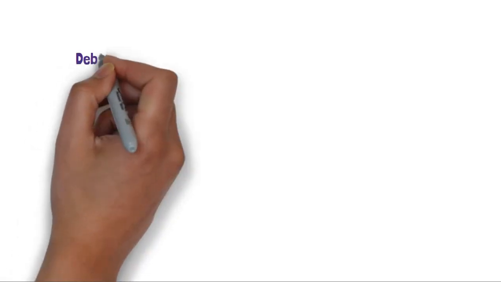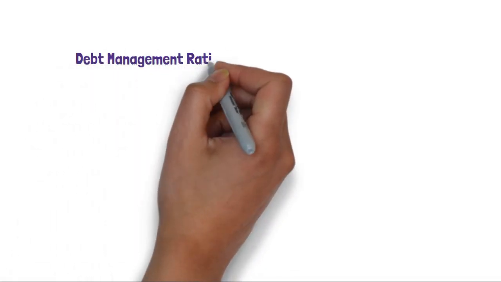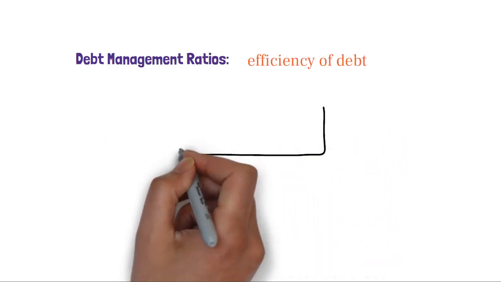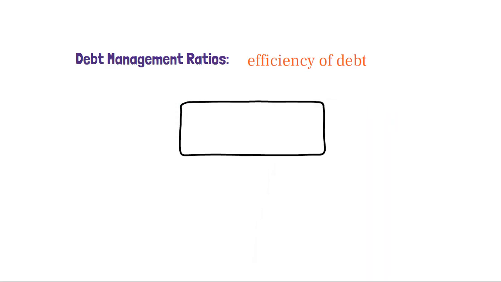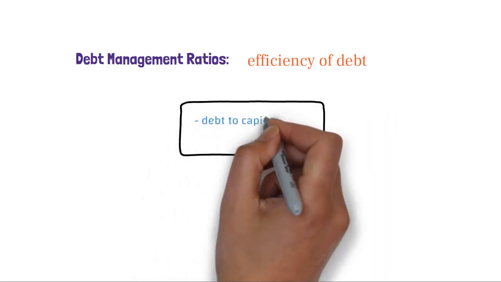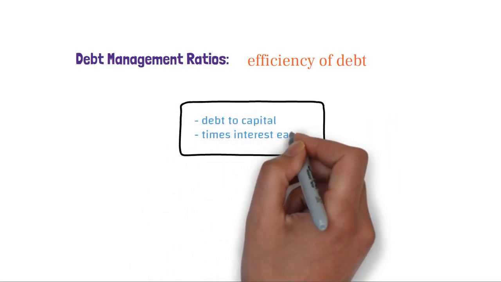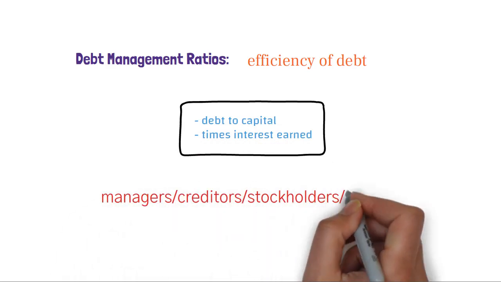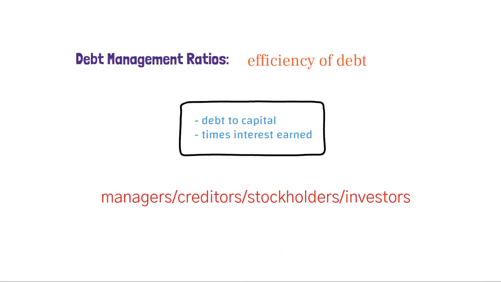Debt management ratios are a set of ratios that measure how effectively a firm manages its debt. Ratios that belong to this category are debt to capital and times interest earned. These ratios could be of interest to managers, creditors, stockholders, and potential investors.